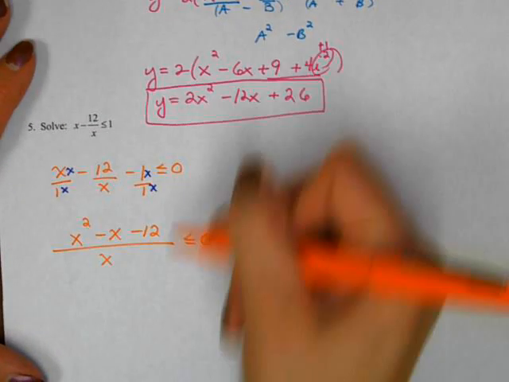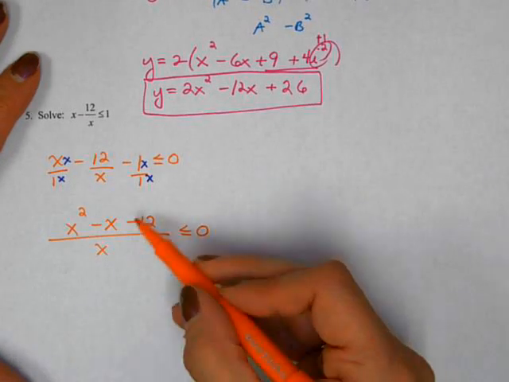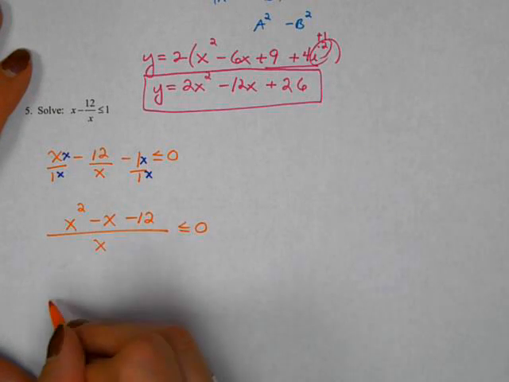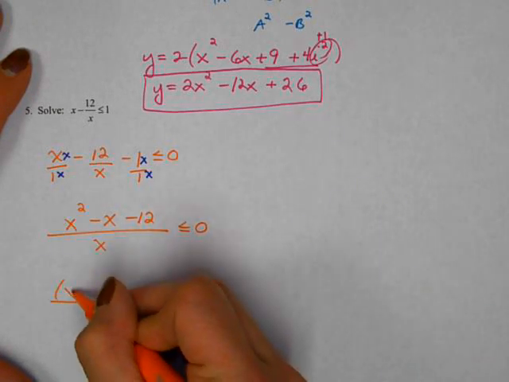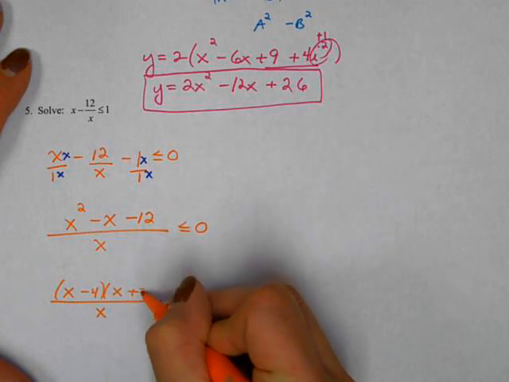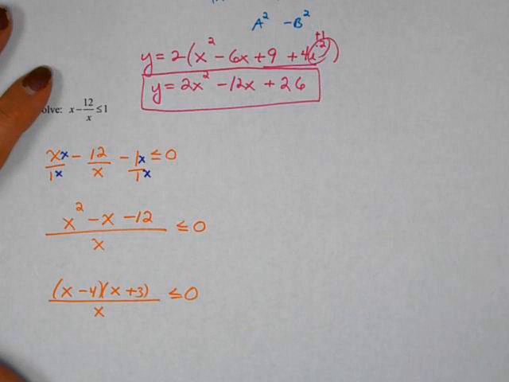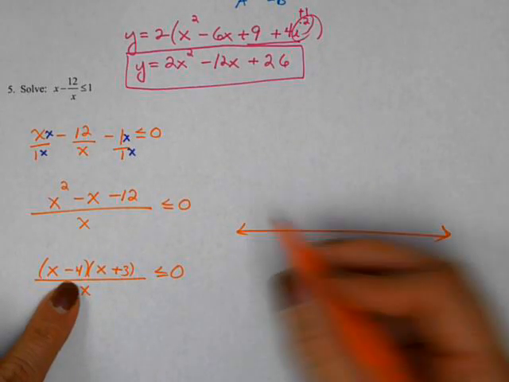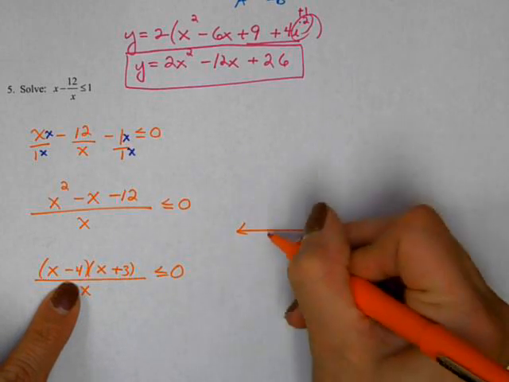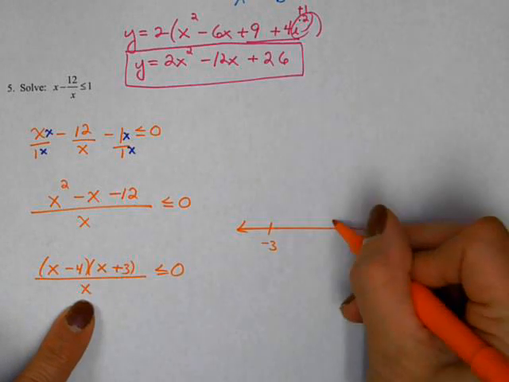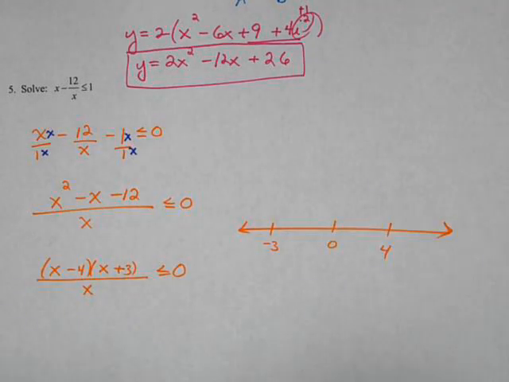Okay, now it is a rational function. One numerator, one denominator. What do we have to do to that numerator? It's your favorite thing ever. Let's factor: x minus 4, x plus 3. And the reason we factor is so we can put the critical points on a number line. So I've got 4, negative 3, and then what number does the denominator give us? 0.